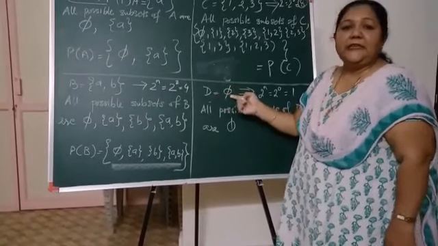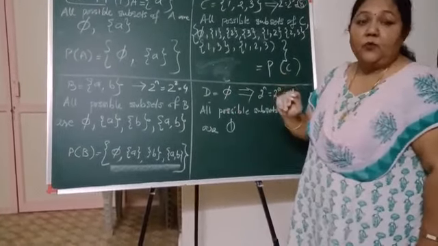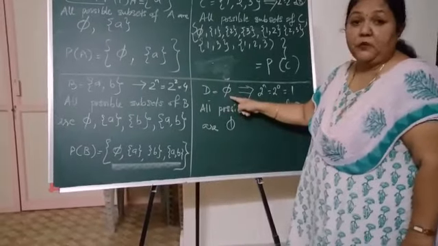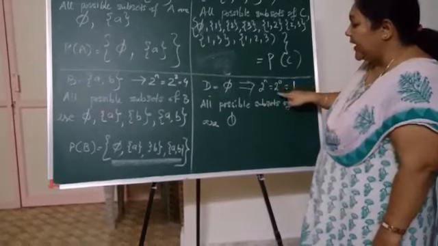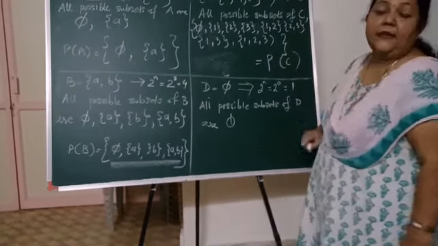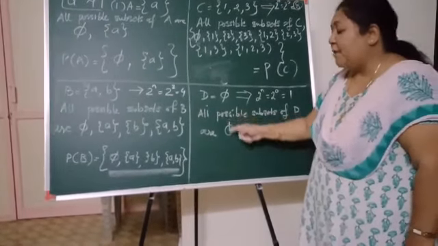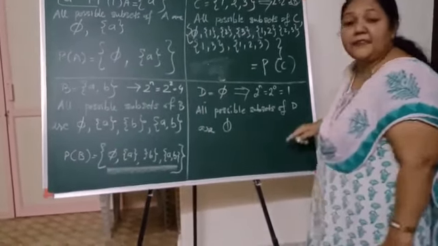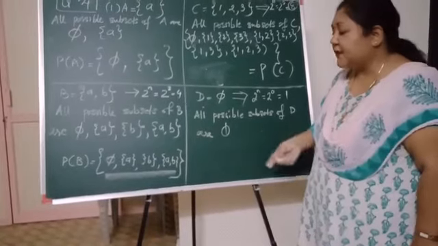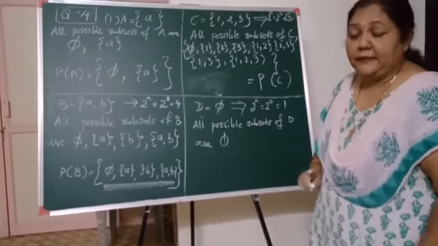Okay. Now D is an empty set. So how many members are there? No member. No member means 0. So 2 raised to n, where the number of members is 0. Anything raised to 0 is 1, and therefore it will have 1 member. The empty set is a subset of all possible sets. Beyond this there are no sets here. So it has only one subset.